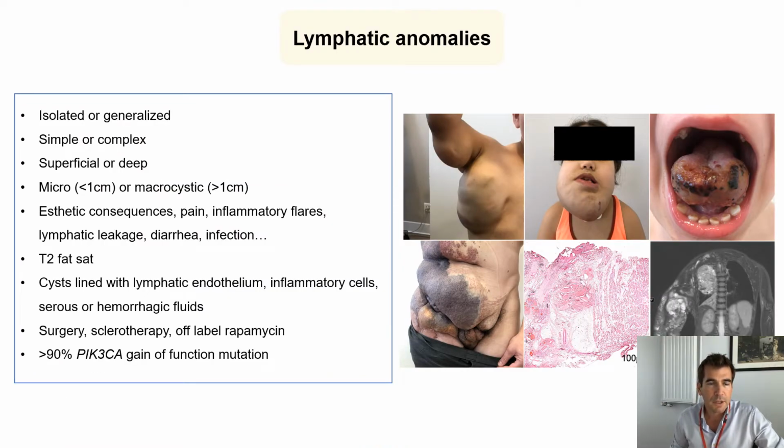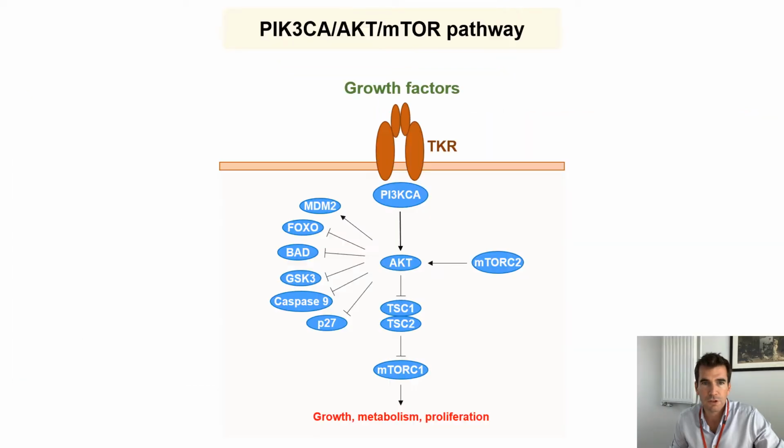I will go very quickly on that because you are all aware about lymphatic anomalies, that they can be either isolated or generalized, they can be simple or complex, deep or superficial, etc. And in the vast majority of lymphatic malformations, the gene involved is PIK3CA alpha, and this is a consequence of a gain-of-function mutation in this gene. You know this pathway with PIK3CA alpha at the top of the cascade, leading to AKT/mTOR activation, and at the end, the growth, metabolism and proliferation of the cell.